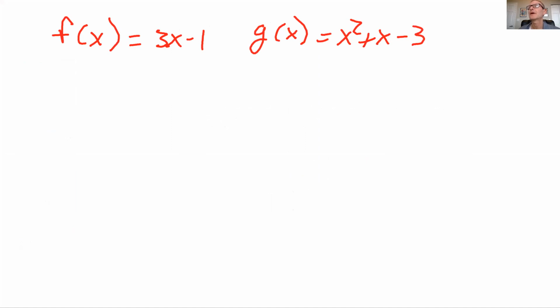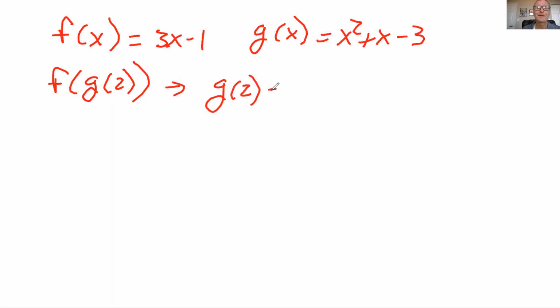There's a variety of different things you could do. The first one would be something like f of g of, say, just the number 2. You're going to get an output that is a number as well. If your input's a number to a function, your output's a number. So how do you do this? Well, the first thing you do is what's inside the parentheses, so you plug in the value 2 for g. That would be 2 squared plus 2 minus 3.